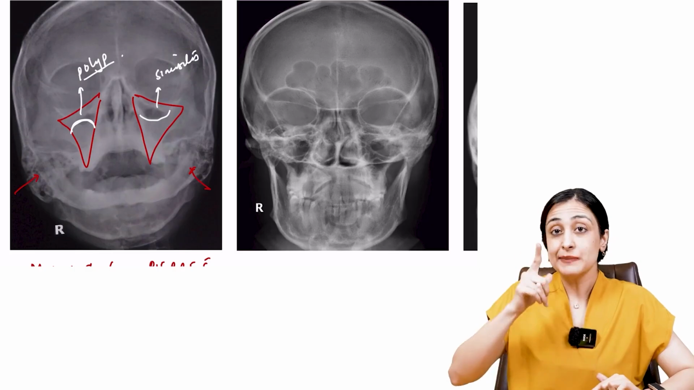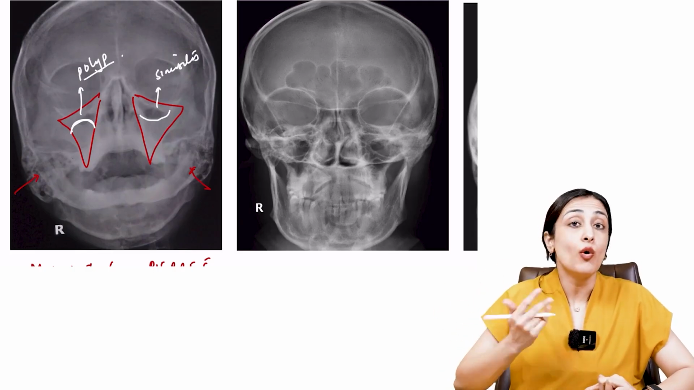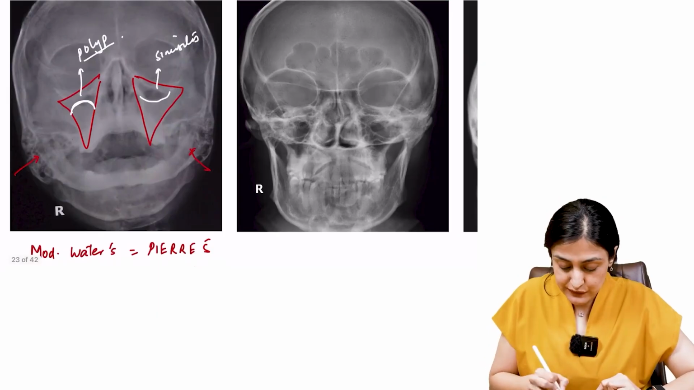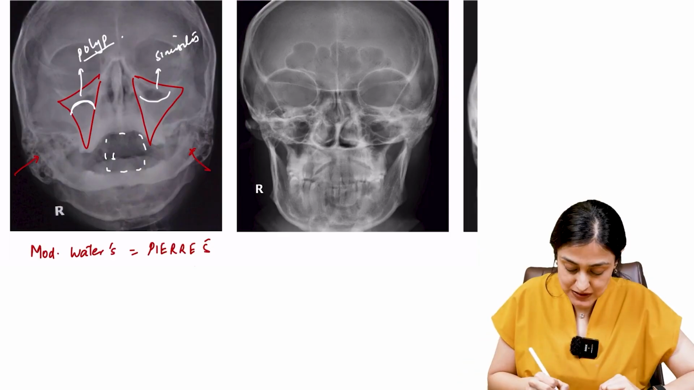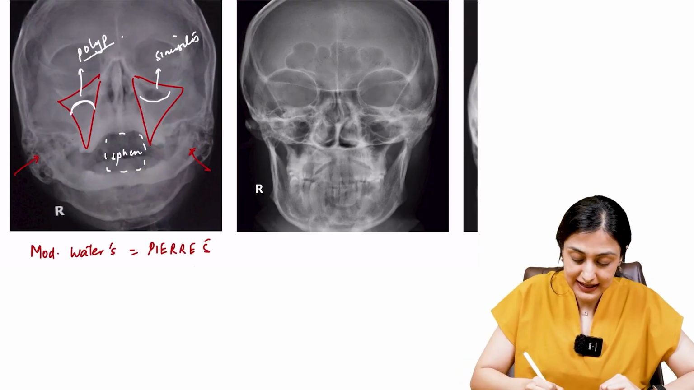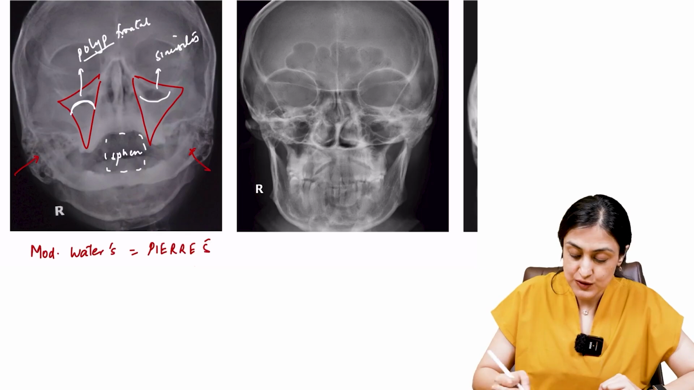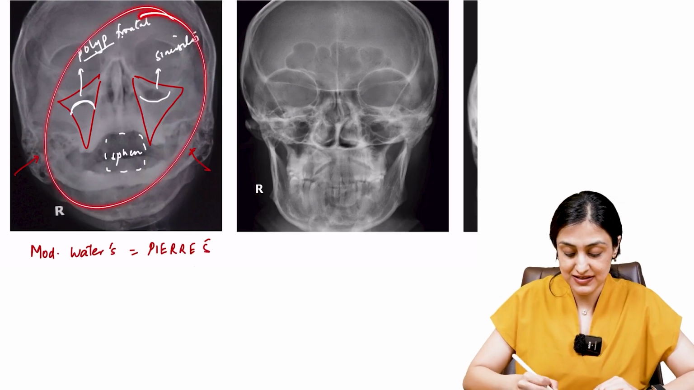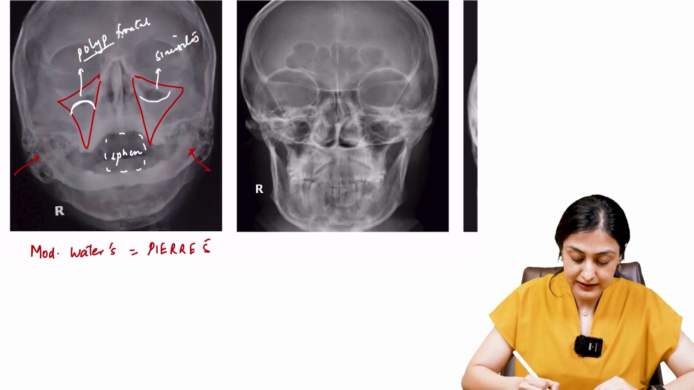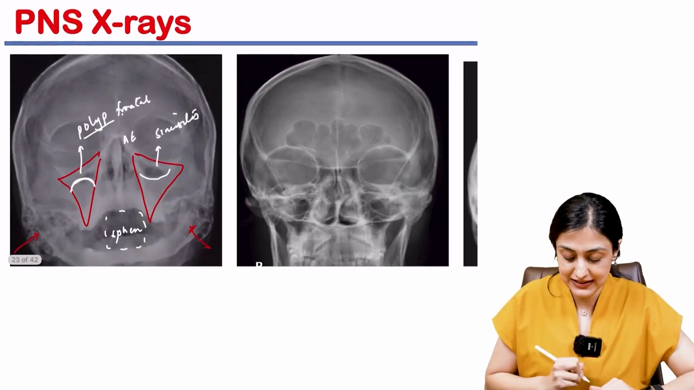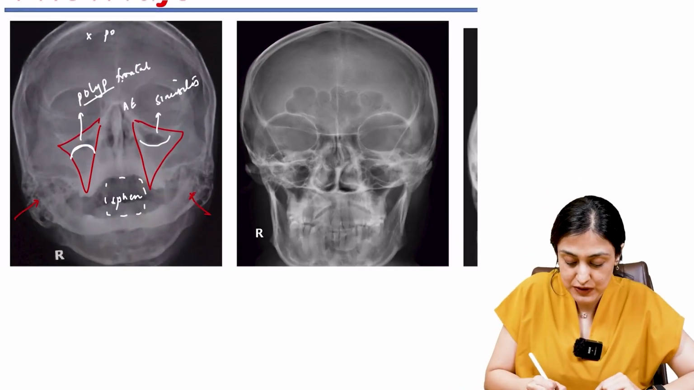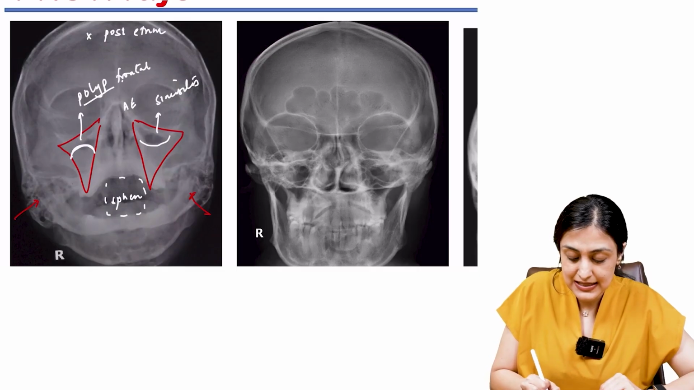Another point, why did I keep the mouth open? Why did we have to do a modified Waters view? The reason is if we keep the mouth open, through this part I can also see the sphenoid sinus and I can also see the frontal sinus. So here I can see all the sinuses. I can even see the anterior ethmoidal, except the posterior ethmoid. So the only sinus I don't see on Waters view is the posterior ethmoidal sinus.